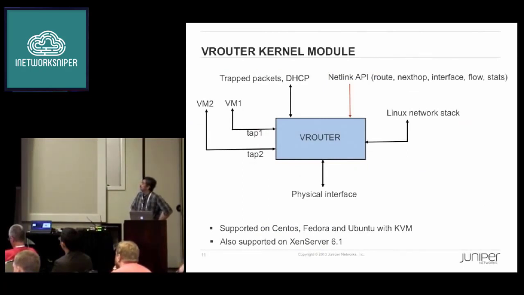This slide shows the APIs and the interfaces that the vRouter module has. It talks to the physical interface and also the tap interfaces to the virtual machines. And any packet that should not be consumed by vRouter is sent to the Linux network stack using another interface. And vRouter also handles some packets like DHCP. When the VM sends a DHCP request, the vRouter module sends it over to user space, and the DHCP is satisfied from user space. And we also have a Netlink API. And the API includes things like addition of routes, next hops, new interfaces, getting statistics, adding flows, things like that. In the next slide, we'll look at the changes that we made to optimize for performance.